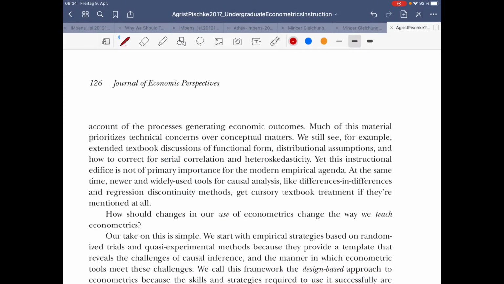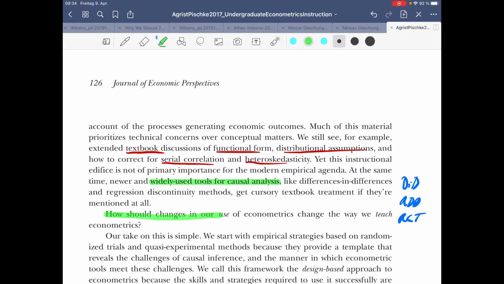Angrist and Pischke criticize textbooks of the past, in their view, where the focus was on functional form, distributional assumptions, how to correct for serial correlation, heteroscedasticity. So these textbooks were widely used in previous times, but now there should be a new agenda referring to widely used tools for causal analysis, such as diff-in-diff, such as RDD and RCT. So that's what we will do in this course, right? We take a modern approach to econometrics. That's what I've done for a couple of years, and I will go even deeper here in this course.